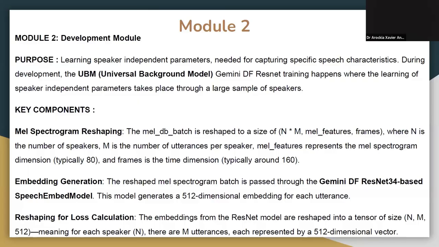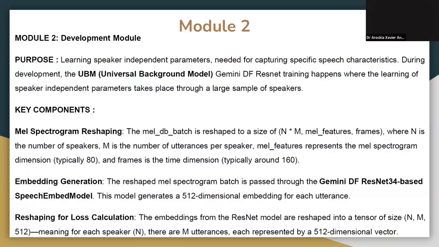So here we have the input as the MEL spectrogram. The key component is reshaping the MEL spectrogram to N by M, where N is the number of speakers and M is the number of utterances per speaker. Each speaker has utterances of around 160 frames. The MEL spectrogram dimension is 80 and the frames dimension is 160. For embedding generation, the reshaped spectrogram is passed through this Gemini DF-ResNet 34-layer based speech embedding model. It produces a 512-dimensional embedding for each utterance.